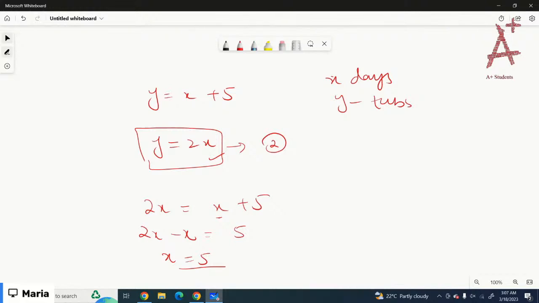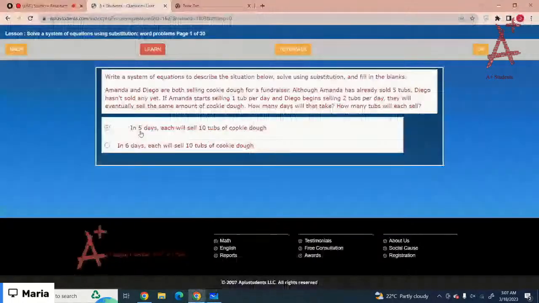It would be y equals 2 times 5, so 2 times 5 is 10. Got it? That means after 5 days, they both have 10 tubs. So the correct option is 5, and in 5 days, each will sell 10 tubs of cookie dough. Got it? That is the correct option.